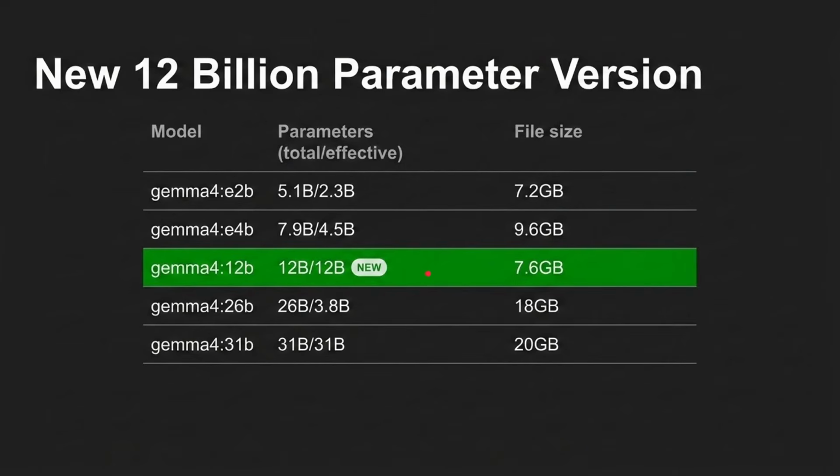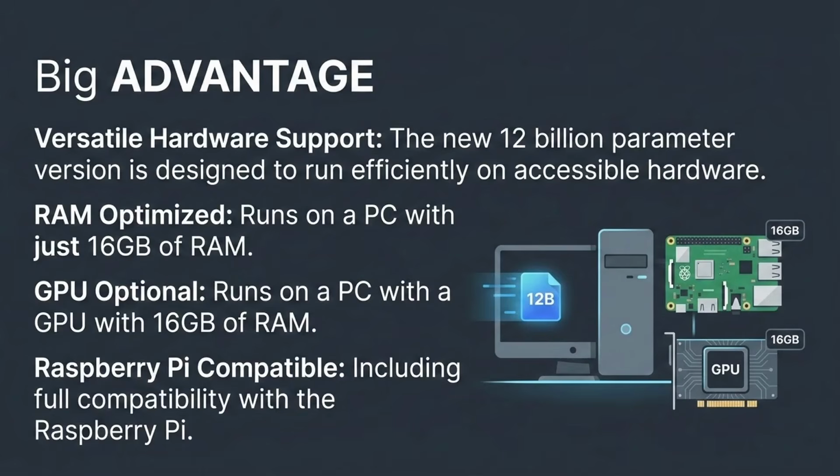It's 12 billion dense. So there's no mixture of experts or any other stuff, no effective number of models. It's just a pure 12 billion parameter model, 7.6 gigabyte file size. And that gives us some great advantages. You can actually run it on quite a lot of hardware. So you can run it on a PC with just 16 gigabytes of RAM, just with the CPU, and that will work. And we'll talk about the performance you get with that in a minute.